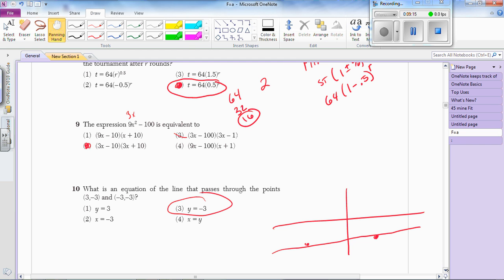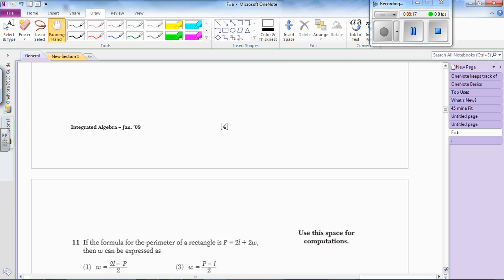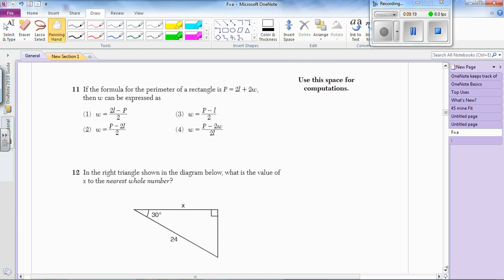Alright, here we go. Alright, this is a really easy question. What we're going to do is solve for w. You don't recognize this as the perimeter formula of a rectangle. So we'll solve for w. Subtract the 2L. Subtract the 2L. Remember, all the adding and subtracting should take place first. Divide by 2. Divide by 2.